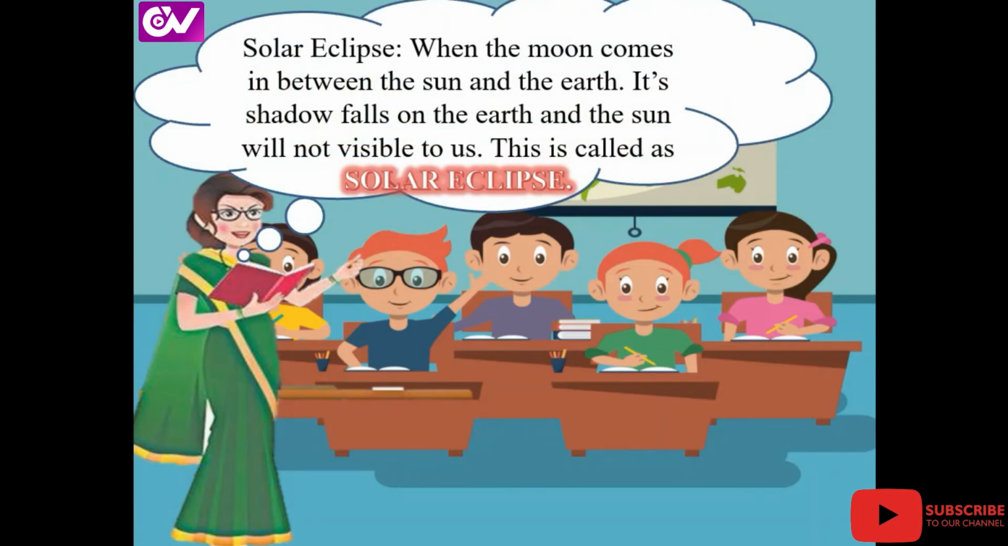Eclipse. When the moon comes in between the sun and the earth, its shadow falls on the earth and the sun will not be visible to us. This is called solar eclipse. When the moon comes between the sun and the earth, what will happen? The shadow of the moon falls on the earth, then the sun will be hidden. Sun will not be visible to us. This is called solar eclipse.